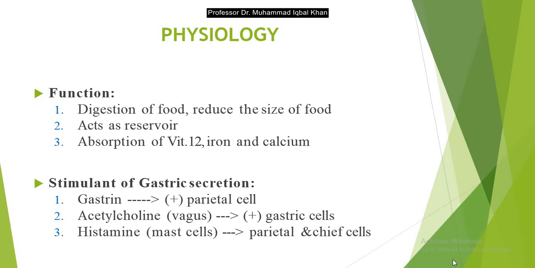The stimulants of gastric secretion are gastrin, which acts on the parietal cells and releases hydrochloric acid; acetylcholine, through vagal stimulus, which acts on the gastric cells and increases acid secretion; and histamine, from the mast cells, acting on the parietal and the chief cells.